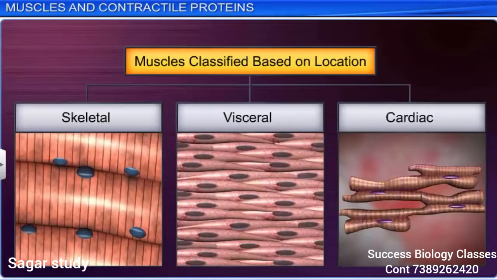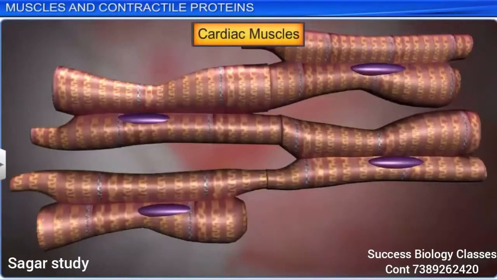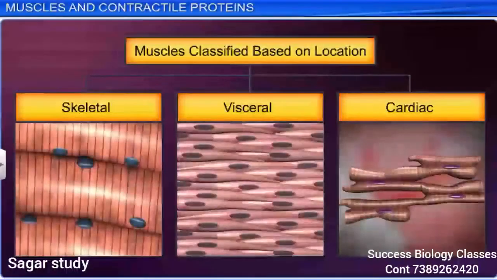The third type of muscle is the cardiac muscle, which is found only in the heart. Cardiac muscle cells are branched, striated, involuntary, and contain a single nucleus. Several cardiac muscle cells assemble in a branched manner to form a cardiac muscle. All these three types of muscles have a complex structure. Let's take a look at the structure of a skeletal muscle.